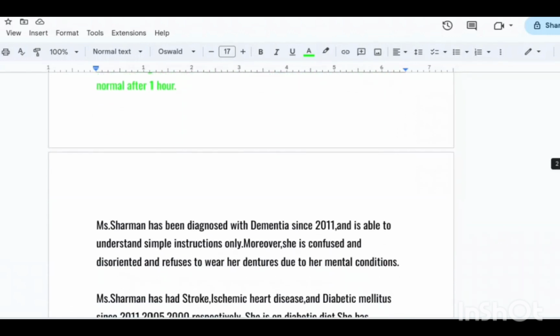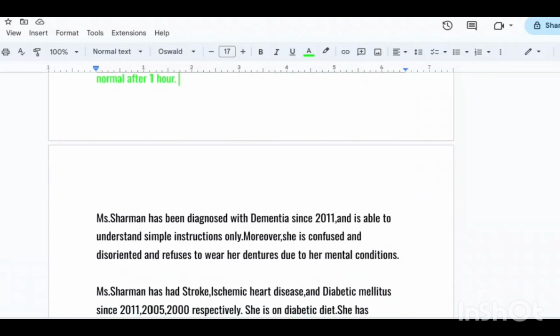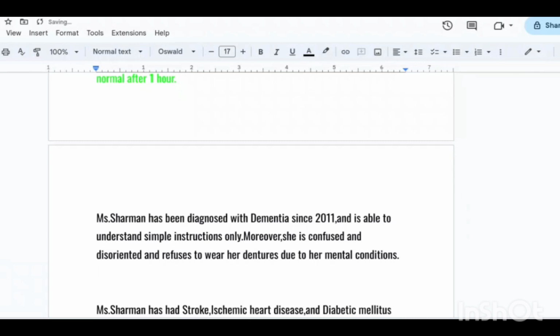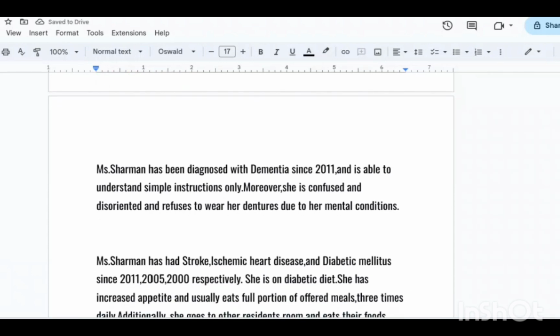Okay, so moving forward to the next paragraph: Miss Sherman has been diagnosed with dementia since 2011 and is able to understand simple instructions only. Moreover, she is confused and disoriented and refuses to wear her dentures due to her mental condition. That would be sufficient. That's about only one disease there.